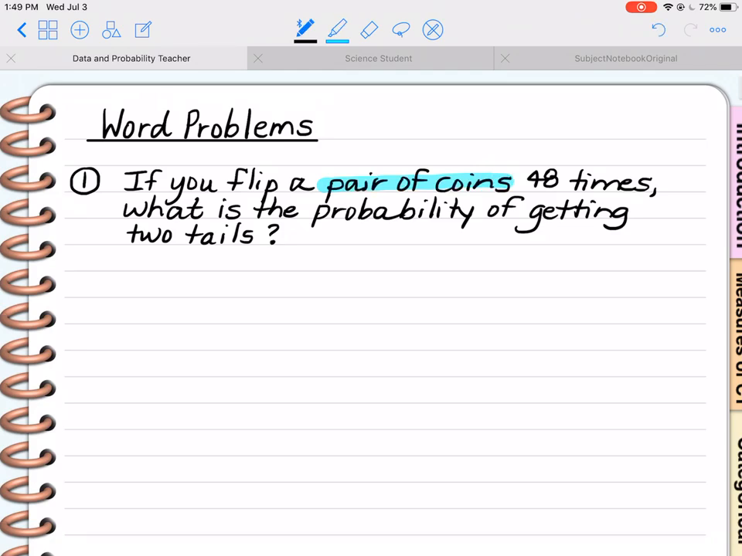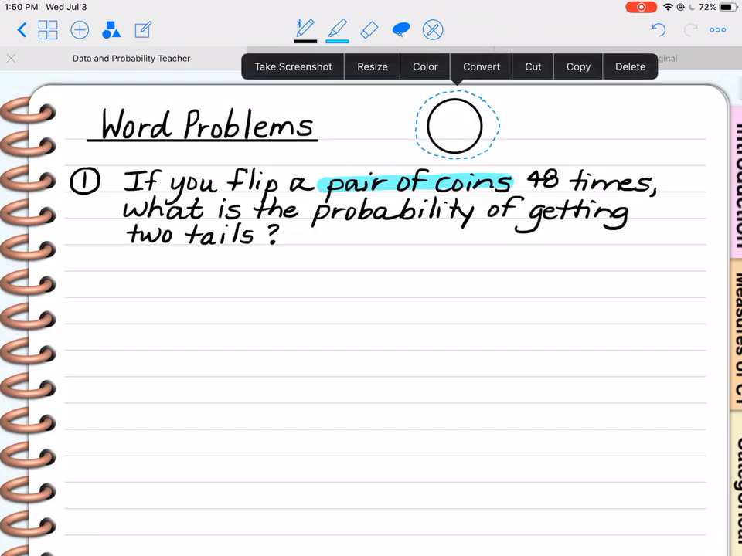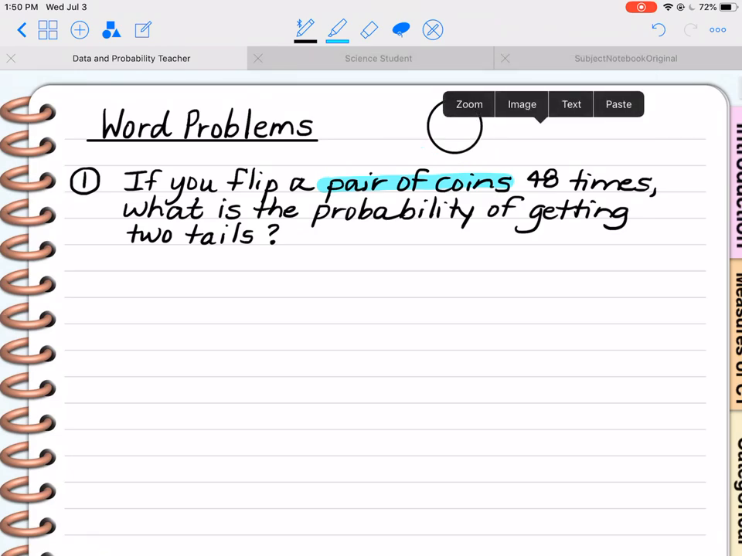A pair of coins. So what's that saying to me? That's saying that I have this coin, and I'm assuming that I have another one that is exactly like this one. So instead of just 1, we have 2. So we can get heads or tails on the first one, heads or tails on the second one. So what we're looking at, this would be 1 coin. One side is head and one's tails. And we have another one of those.